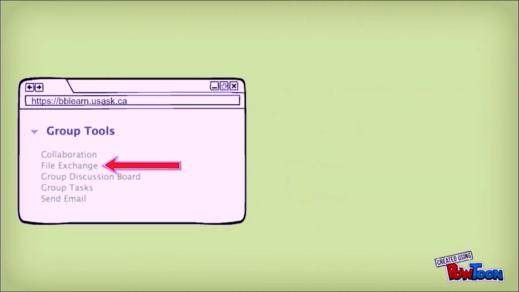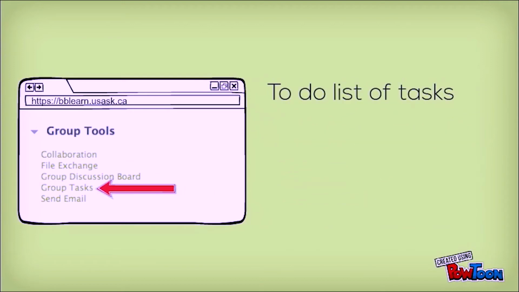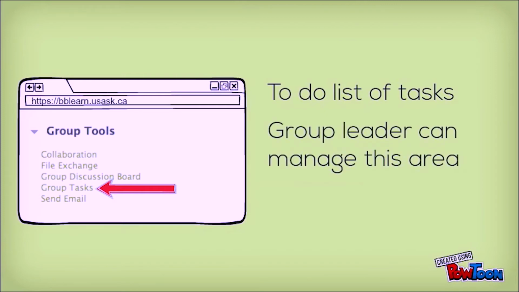File Exchange is a very basic Dropbox for uploading and sharing files with your group. Make sure you decide on a versioning convention when you're naming the files so that everyone's working from the latest copy. Group Tasks is a simple to-do list that can be managed by your group leader and lets everyone know what still needs to be done.